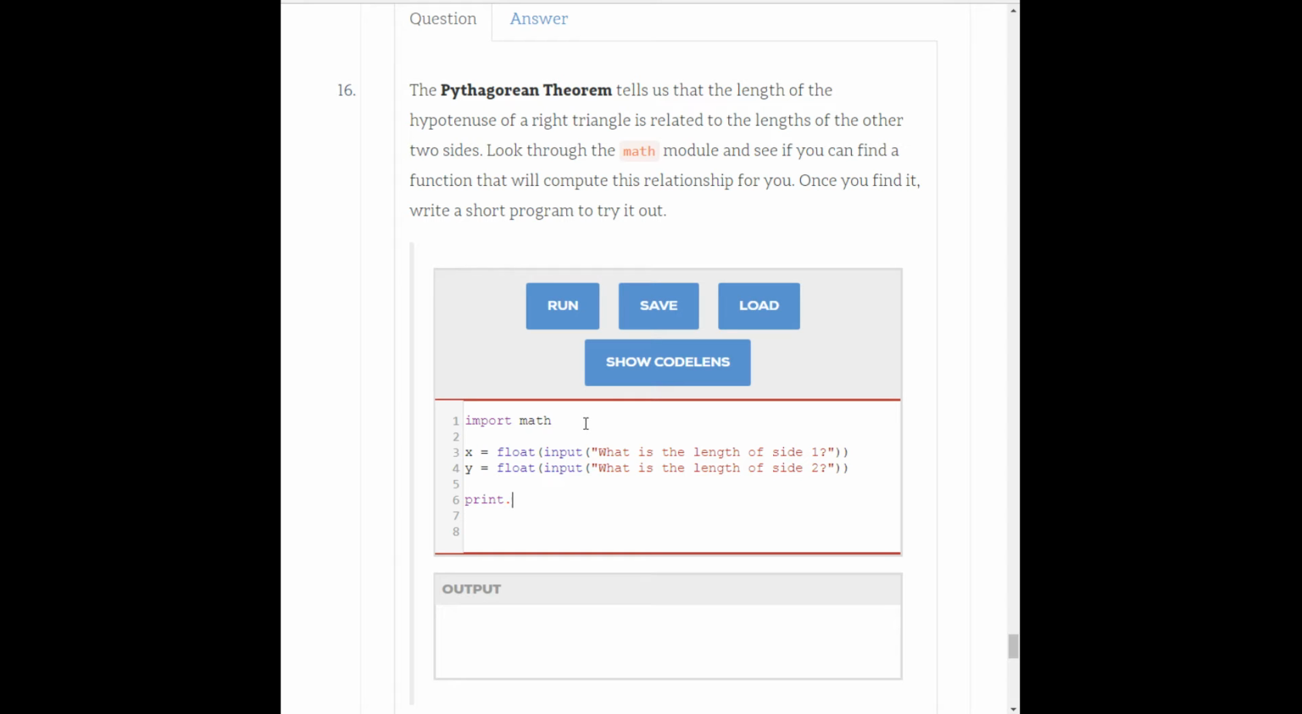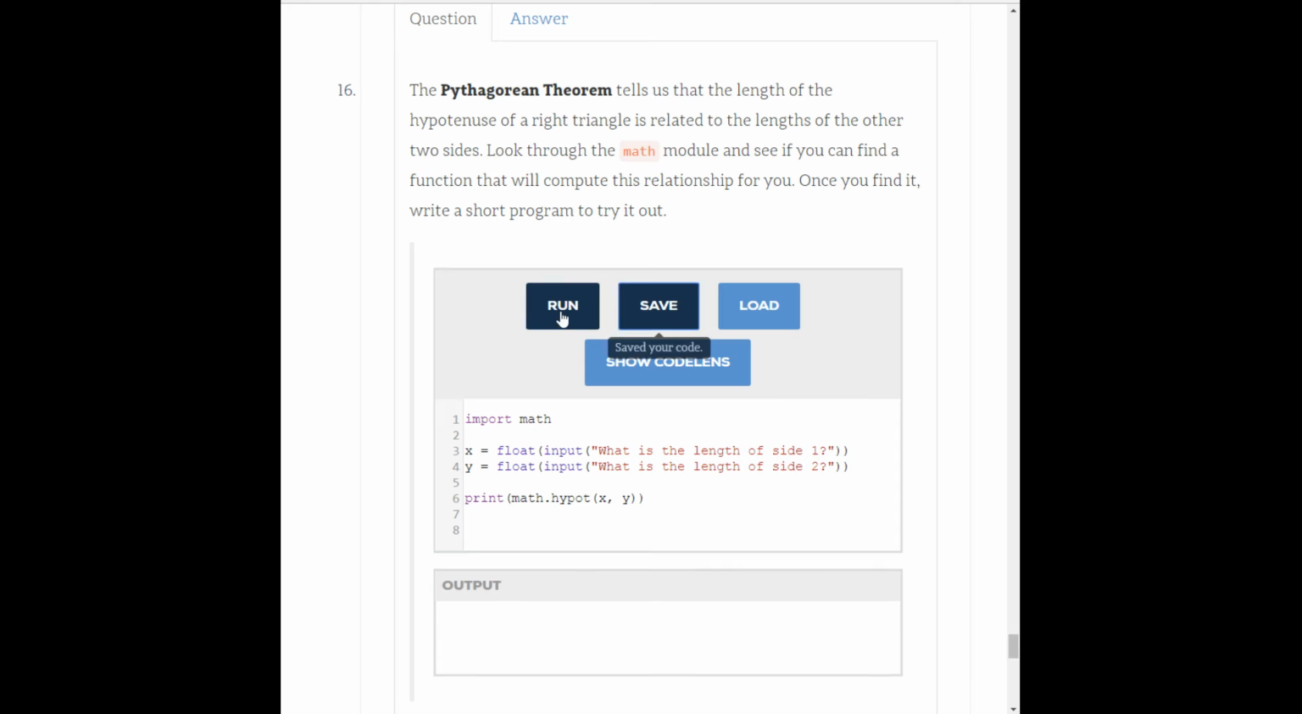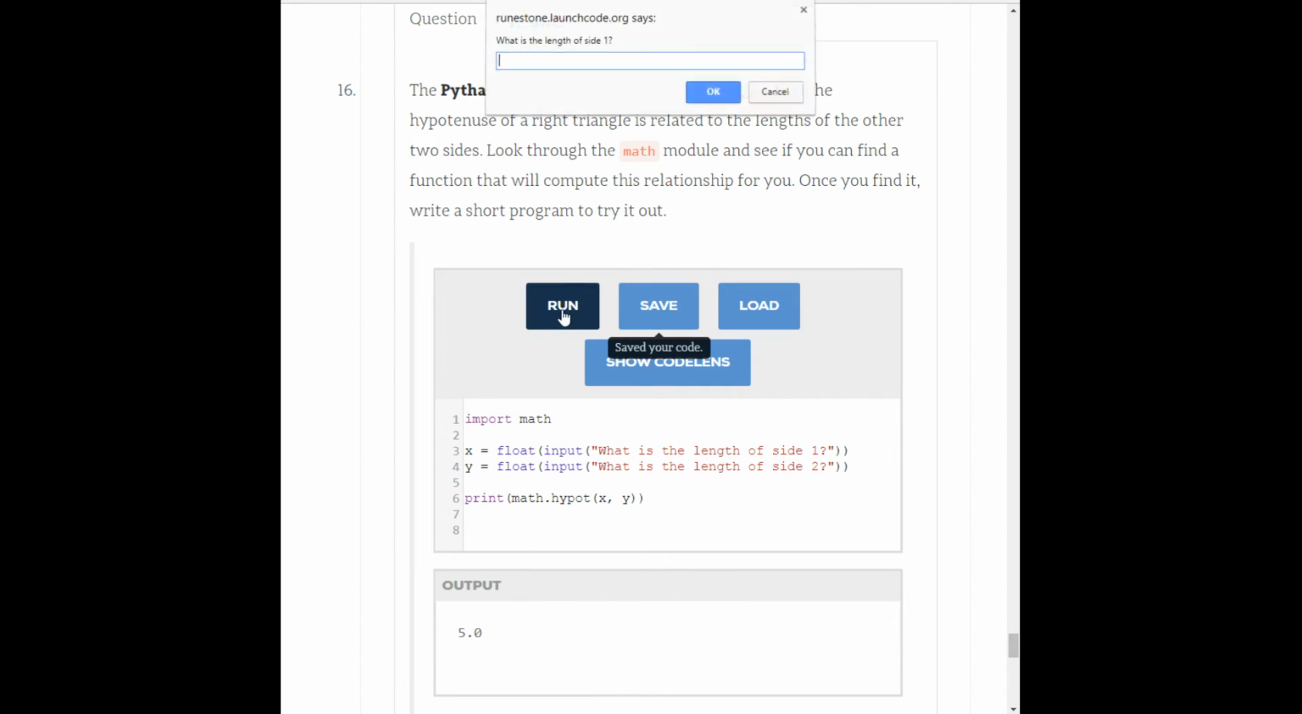ahead and print out math.hypot of x, y. That should get us, save it, if we run it, give it 3 and 4, it should give us 5. And that will work for anything at all. So if you are doing any sort of triangle here, we'll get the correct answer every single time.